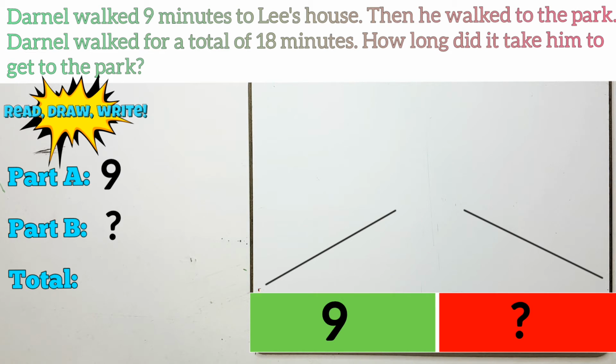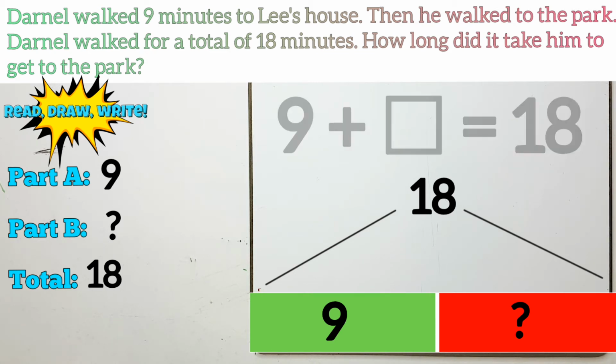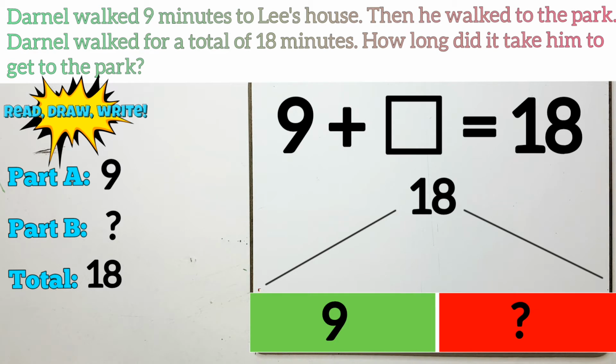And then they say, Darnell walked for a total of 18 minutes. So I know that my total is 18. How many minutes did it take for Darnell to get to the park? They're asking me for the time that it took for him to walk to the park. So let's see how this would look on a tape diagram. I have 9 plus mystery box equals 18. And in my number sentence, it would be 9 plus mystery number equals 18.